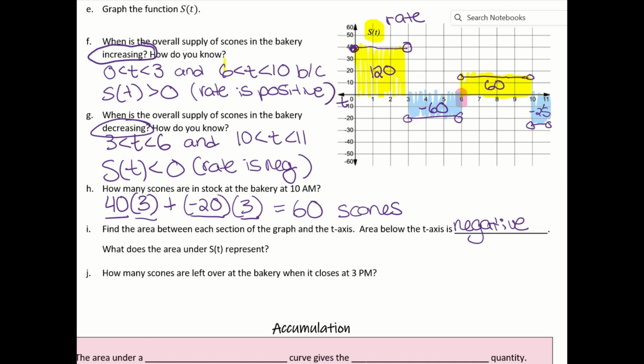So what does the area under S of t represent? It represents scones being accumulated. So in these spots, 120 scones are being added. Here, 60 scones are removed. Here, 60 scones are added. So the word we use is accumulation. And sometimes accumulation is positive. That means scones are being added to the inventory. And sometimes accumulation is negative. That means scones are being purchased and removed from the inventory. So accumulation of scones.